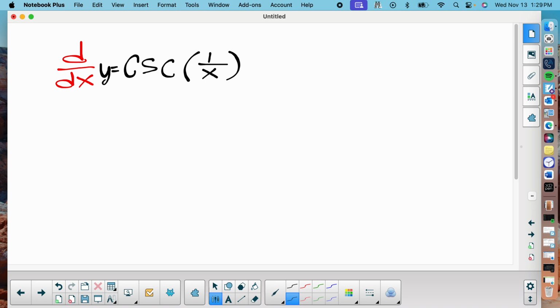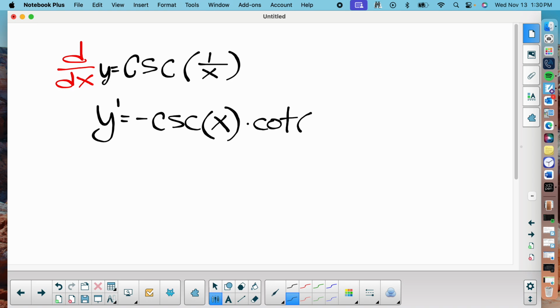Yes. Okay, so the derivative would be negative cosecant x times cotangent x. And then you drop the 1 over x down, like that? You put the 1 over x at this side. And then times plus negative 1. Wait, what?